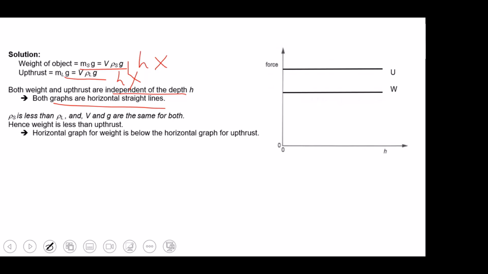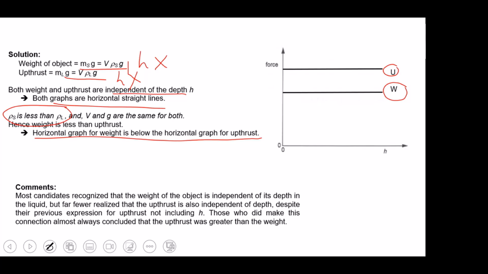Straight horizontal line. Okay, then how do you know U and W, which one is higher or lower? The W is lower, right? Because of the density given, right? The density of the sphere is less than the density of the liquid. So the horizontal line for upthrust must be higher than the horizontal line for weight.